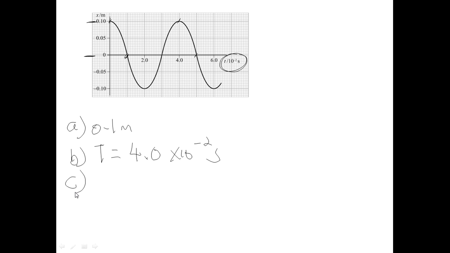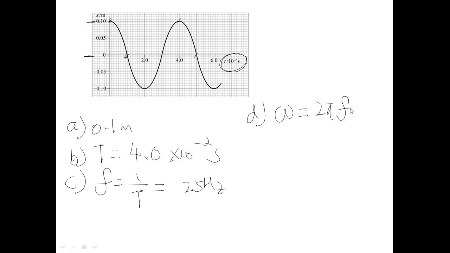Now C, the frequency. Whenever you get the period, it's very easy to get back the frequency. So it is actually 25 hertz. Now D, the angular frequency. The angular frequency is defined as 2 pi f. Omega equals 2 pi f. So the f that you got here is 25 hertz, so you eventually get 50 pi. Now the unit is radian per second.